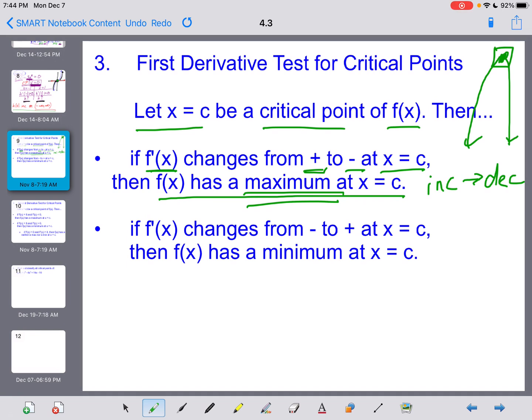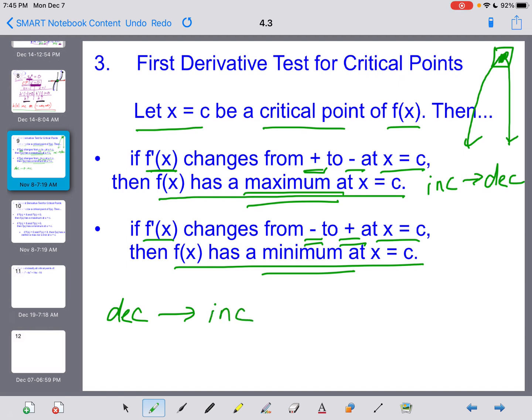Inverse of that, if your derivative, f prime, changes sign from negative to positive at x equals c, then you can say f of x has a minimum at x equals c. Let's think about that. A negative derivative means that your function was decreasing. Then it changes to a positive derivative where the function was increasing. And a function that was decreasing and then starts increasing looks like that, and sure enough, that is a minimum. So that's the first derivative test for critical points.